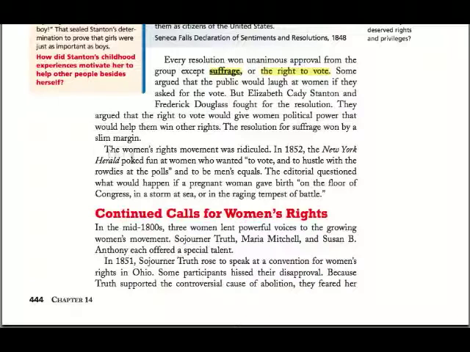The women's rights movement was ridiculed. In 1852, the New York Herald poked fun at women who wanted to vote and hustle with the rowdies at the polls and to be man's equals. The editorial questioned what would happen if a pregnant woman gave birth on the floor of Congress, in a storm at sea, or in the raging tempest of battle.